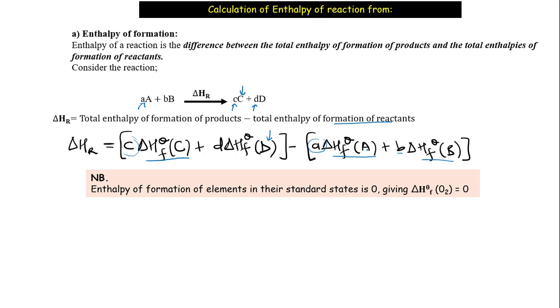However, one thing to note is that if A and B are actually elements in their standard form, their enthalpy of formation is considered to be 0. For example, oxygen is a gas in its standard form, so the enthalpy of formation of oxygen from oxygen is considered to be 0. And the same applies to other elements that occur in the same nature. So let's look at some examples and see how we can apply this general expression to obtain the enthalpy of a reaction.